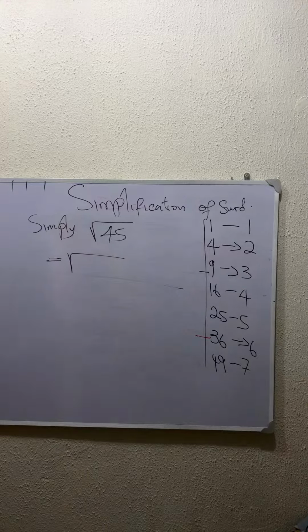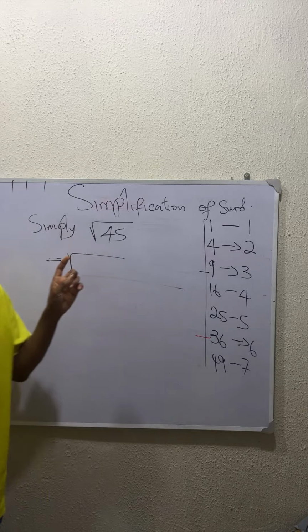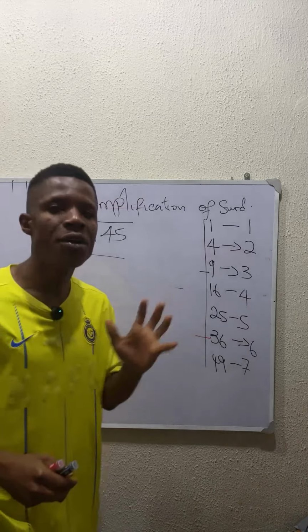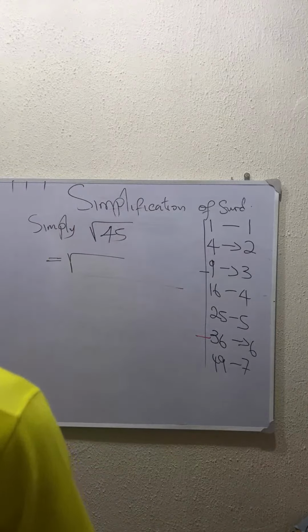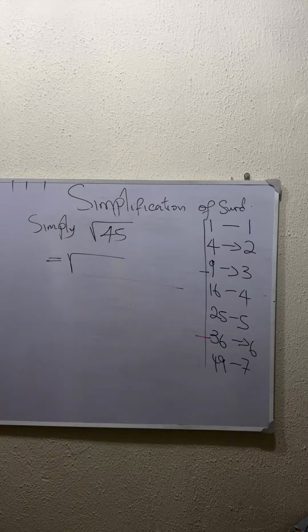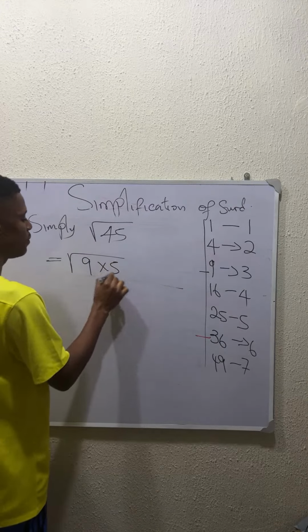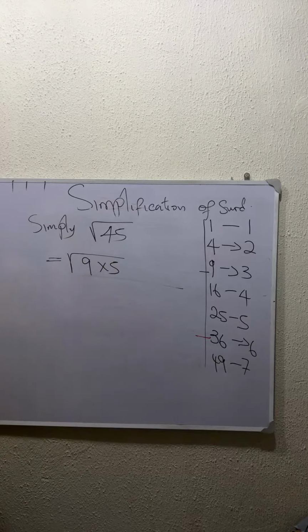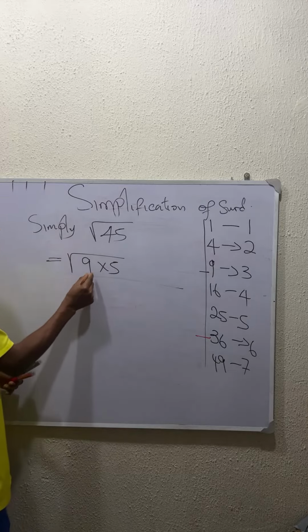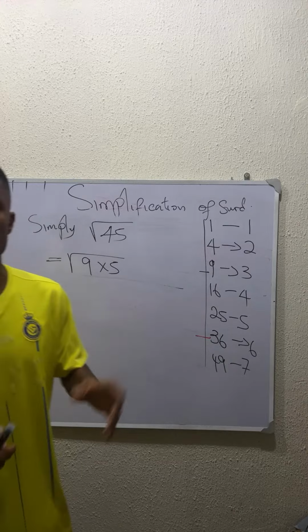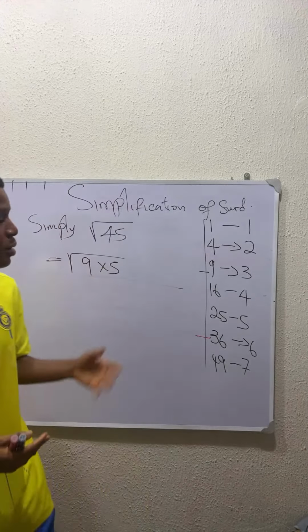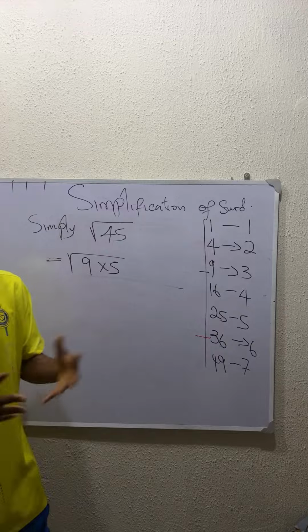What are the numbers that multiply to get 45? But the thing there is that one of the numbers must be a perfect square. So when you multiply 9 by 5, you are getting 45, right? Good. And 9 is the closest perfect square to 45, to be able to pair up and solve the problem.